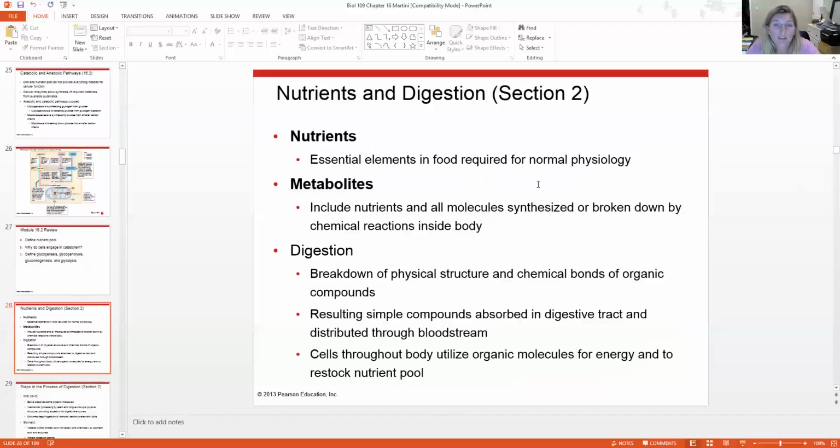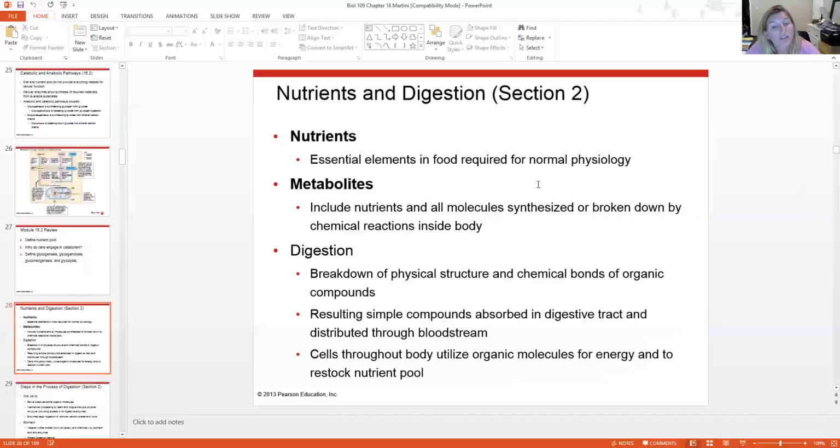Nutrients, this is the second part of the chapter. So that was the metabolism part. This is the nutrition part. So nutrients are the essential elements in food that are required for normal physiology. Metabolites include all nutrients and all the molecules that are synthesized or broken down by those chemical reactions.